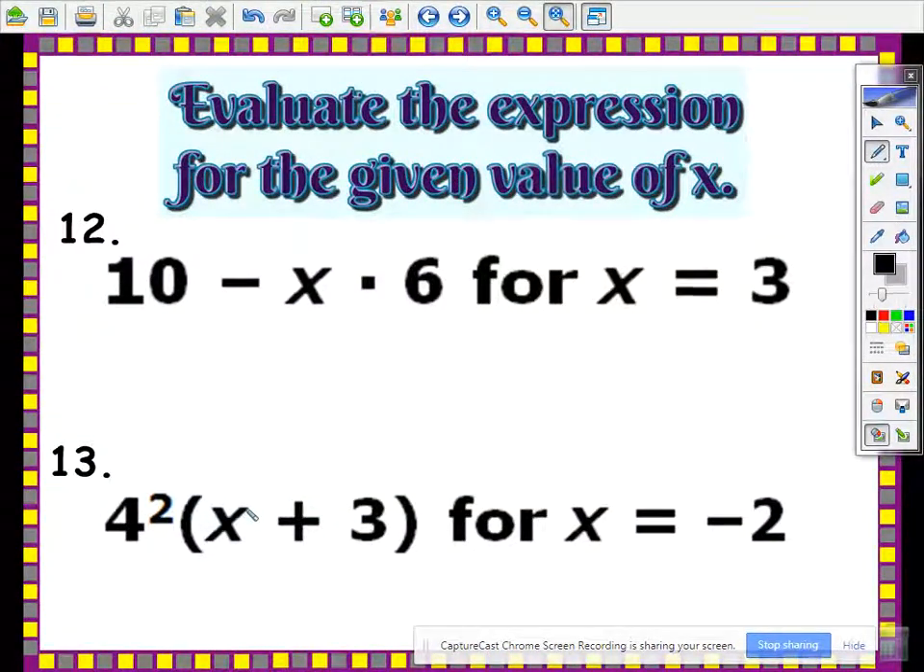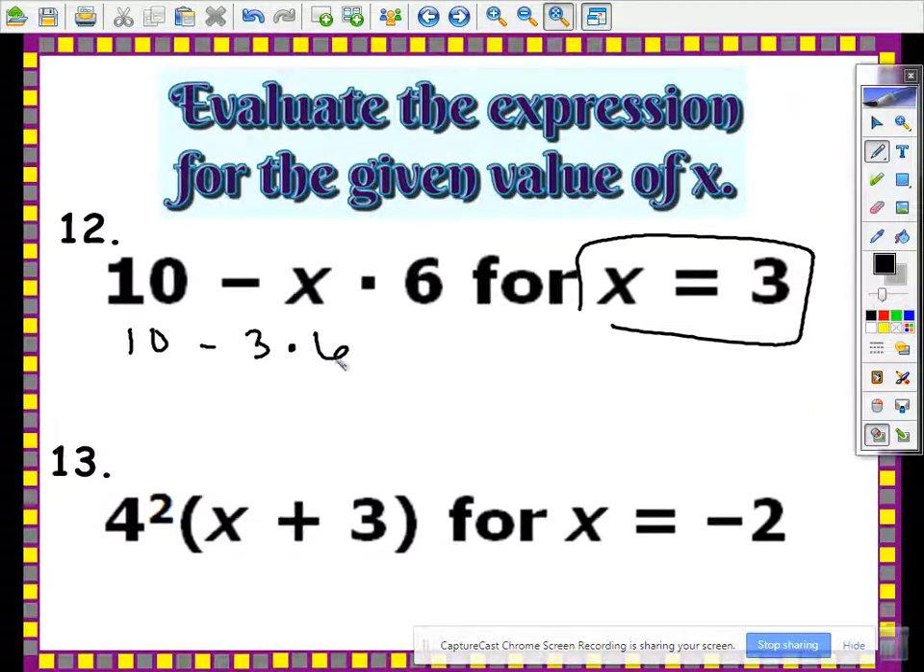Now we're going to continue with our order of operations by evaluating expressions. So we're going to take the value that they gave us for the variable, and we're going to plug it in and then follow the order of operations. So if I put a 3 where the x is, we are not going to subtract this first because this is multiplying and this comes first. So negative 3 times 6 is negative 18.